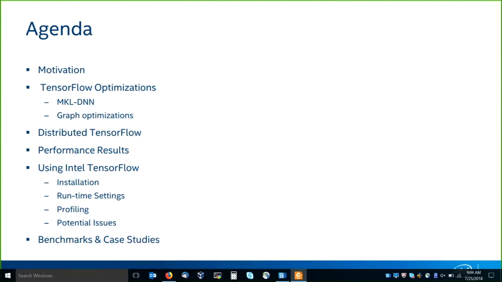And then switch gears a bit and give a high level view of how users can use TensorFlow in terms of installation, how they set the right runtime settings, how they profile, and some potential issues that one may encounter, and then finally close out by showcasing some benchmarks and case studies that we have done mostly on Skylake and Knights Landing.